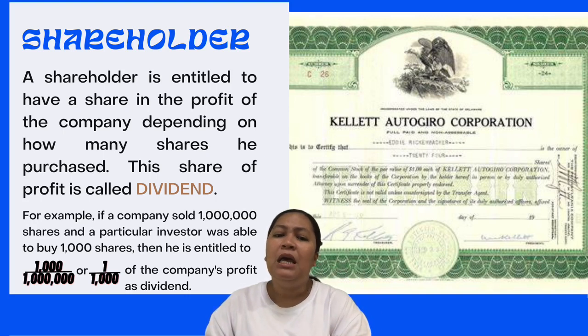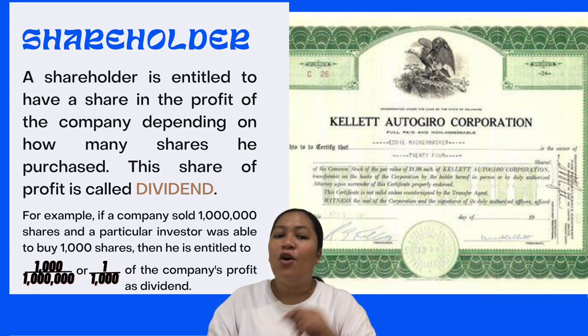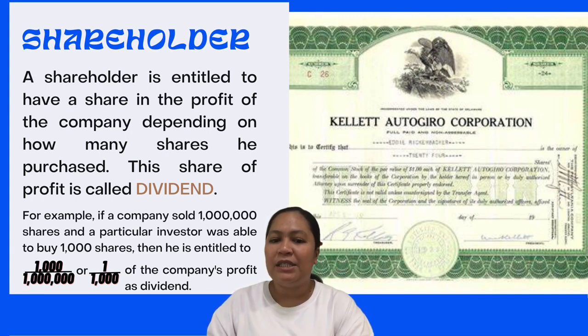Now, for example, if a company sold 1 million shares and a particular investor was able to buy 1,000 shares, then he is entitled to 1,000 over 1 million, or 1 over 1,000, of the company's profit as dividend.